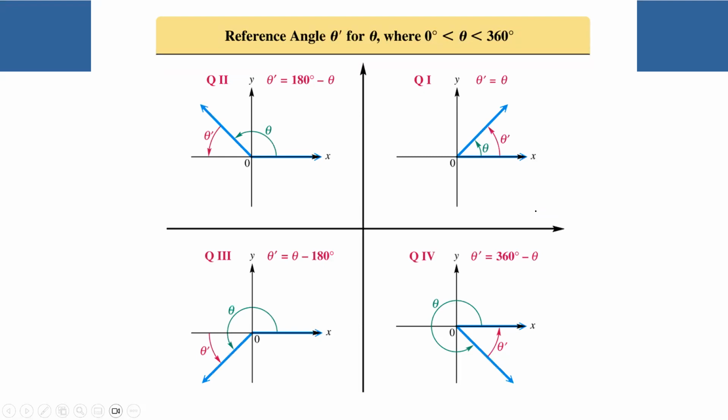Okay, so again, summarizing reference angles. We have quadrant 1 is good to go, less than 90, right? Quadrant 2, we're going to do 180 minus theta. Quadrant 3, it's theta minus 180. And in quadrant 4, it's 360 minus theta. Are we comfortable with that conclusion after applying it? Yes. We got reference angles? All right, cool.